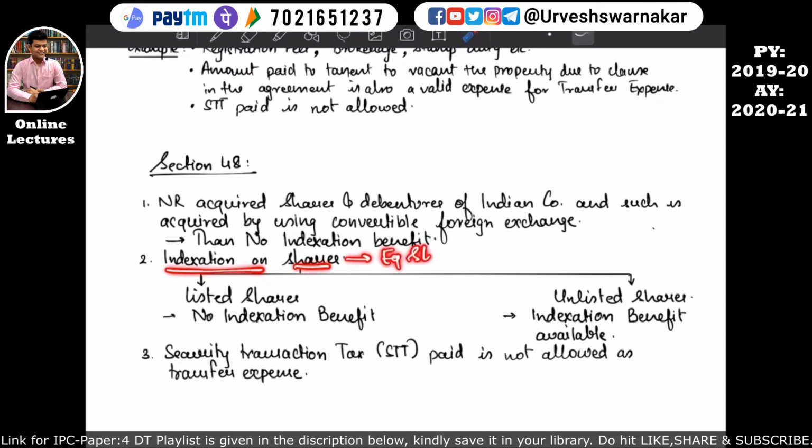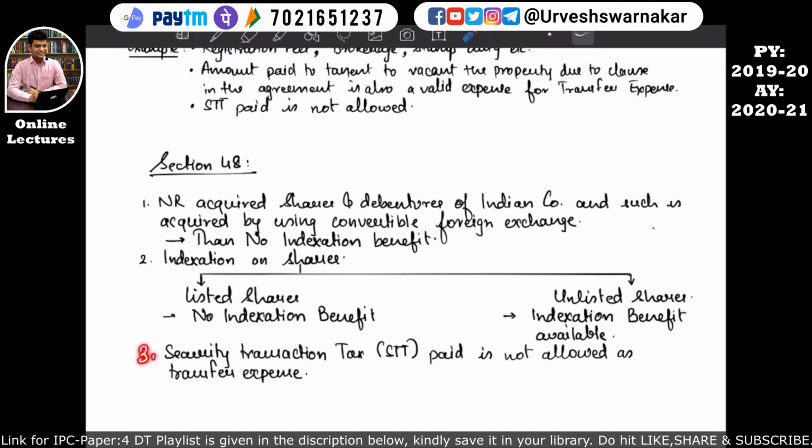Shares means equity shares. So if the equity share is a listed share, then on such listed shares no indexation benefit will be available. We have already studied this under section 112A. But what if this equity share is of an unlisted company? Then on these unlisted shares the indexation benefit is available. So this particular indexation on shares was given in this section, that is section 48. I hope this is quite clear to you all.